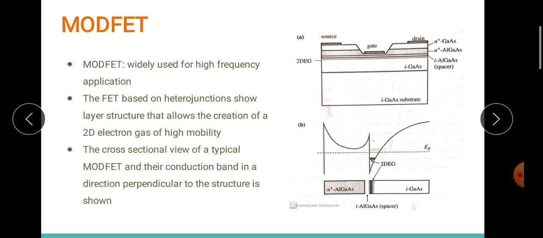Now, one of the most important factors of this structure is that the potential quantum well for the electrons is formed between the N-doped aluminum gallium arsenide and the undoped or intrinsic gallium arsenide layer. In fact, if you recollect from what you have learned, the energy band gap of aluminum gallium arsenide is nearly 2 electron volt, and that of gallium arsenide is 1.41 electron volt. And because of this, the electrons which have been captured in this potential well have extremely high mobilities.